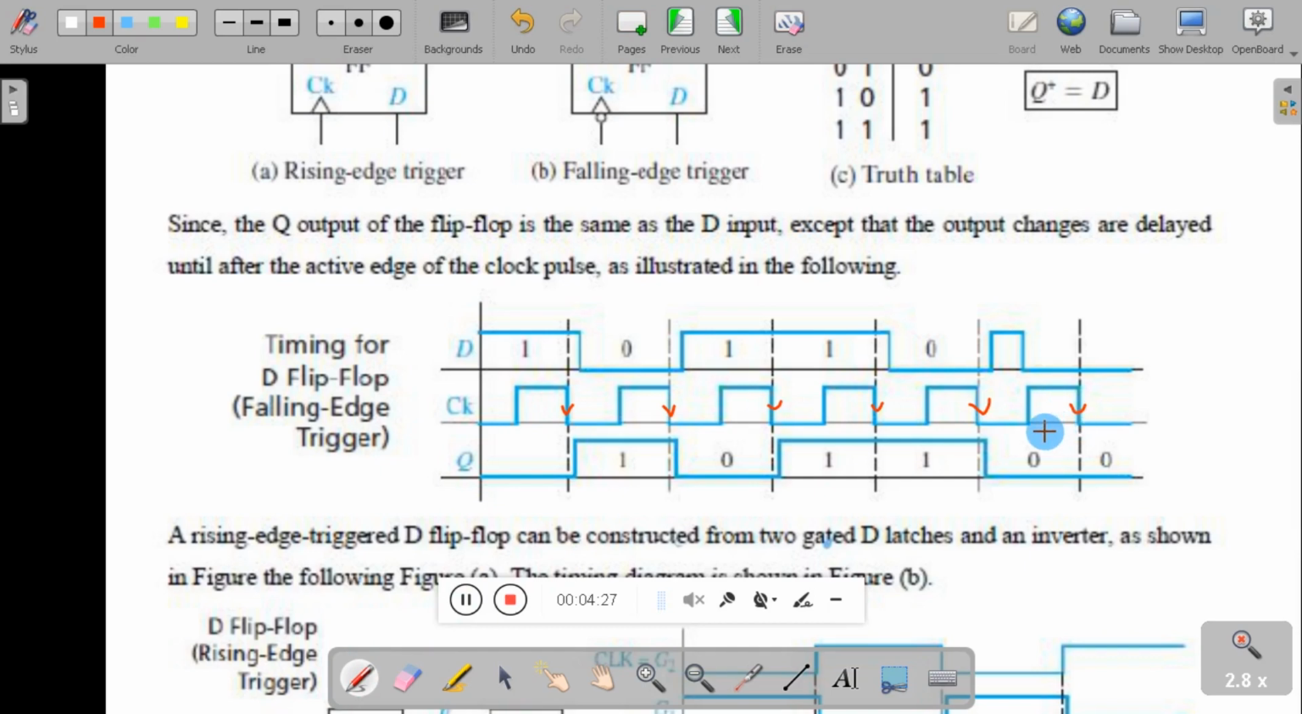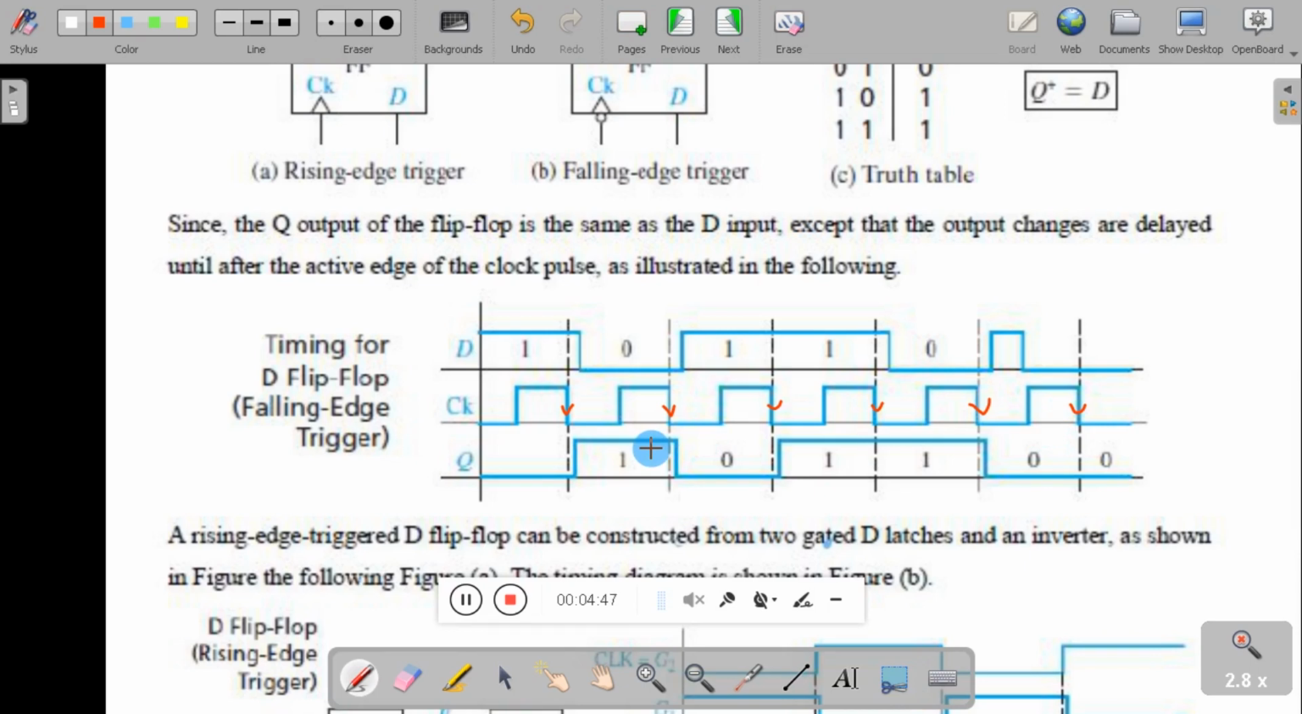Now the output of the flip-flop is the same as the D input, except that the output changes are delayed until after the active edge of the clock pulse. Here the output changes are delayed. We know why the changes are delayed. That is because of the gate delay or a processing delay.